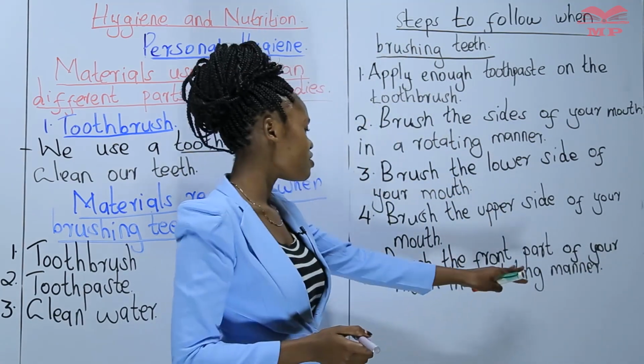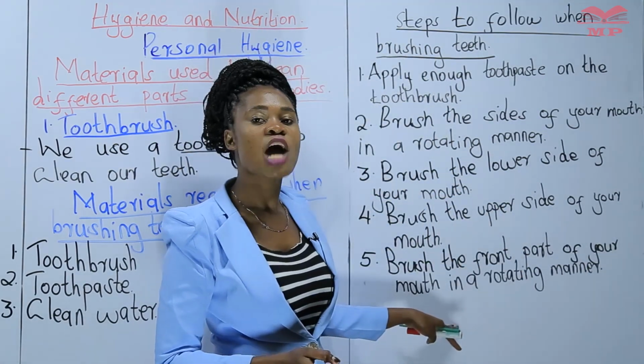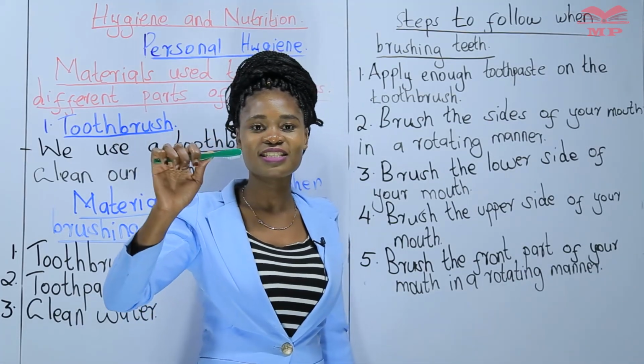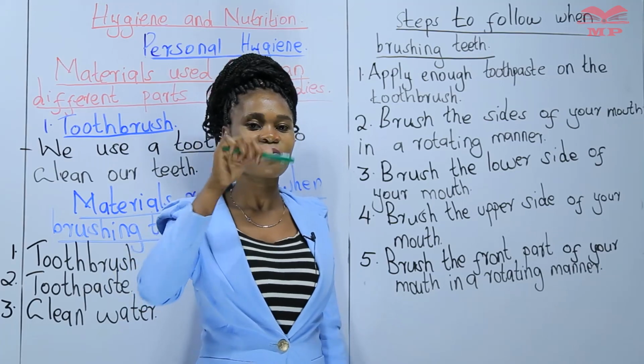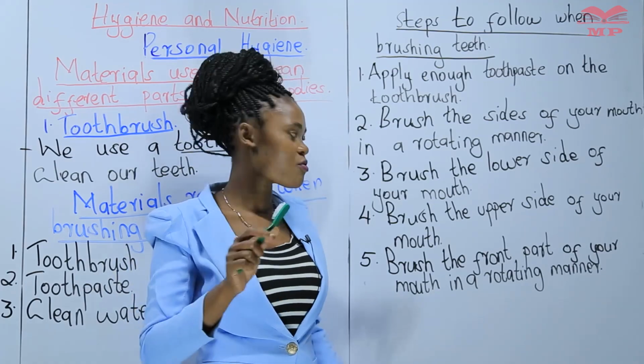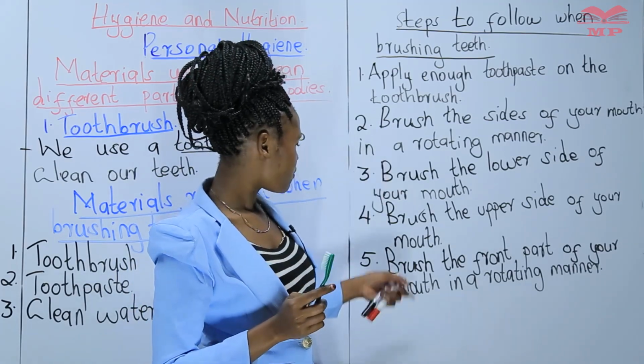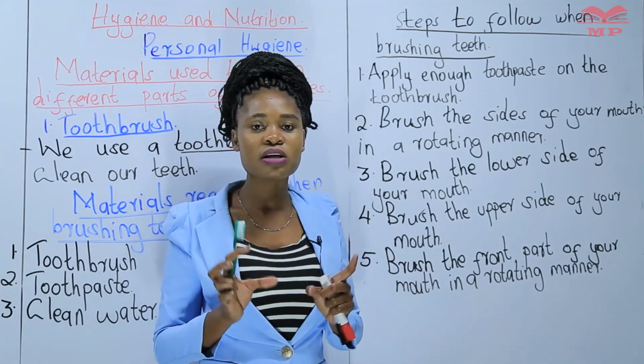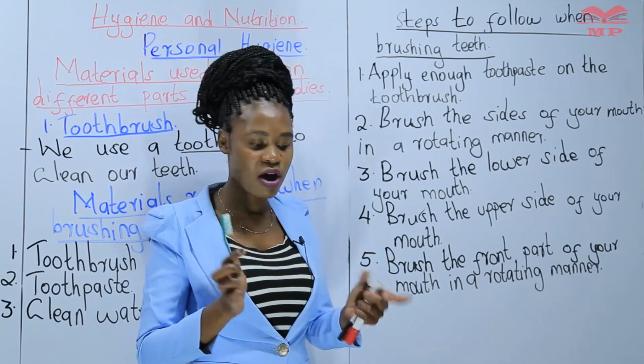So brush the front part of your mouth in a rotating manner. This is how you are supposed to brush the front part of your mouth. After brushing the front part of your mouth, you now use your clean water to rinse your mouth.